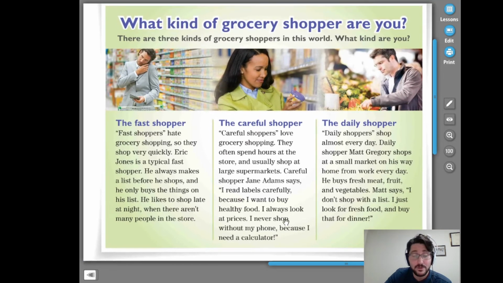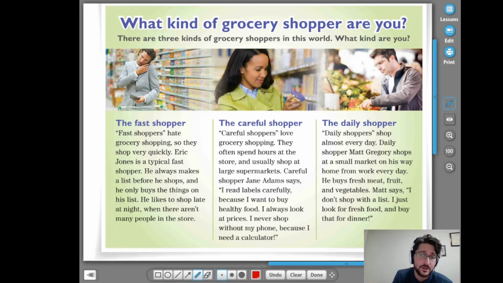But before we read, there are some difficult words that we need to look at. And actually, these words will be on your homework, and they could also be on the final exam later. So it's really important to learn these difficult words. The first word we'll look at is in this one, the fast shopper. Let's look at this phrase. It says, he always makes a list before he shops, right? Makes a list. Another word, type of list, we say shopping list.